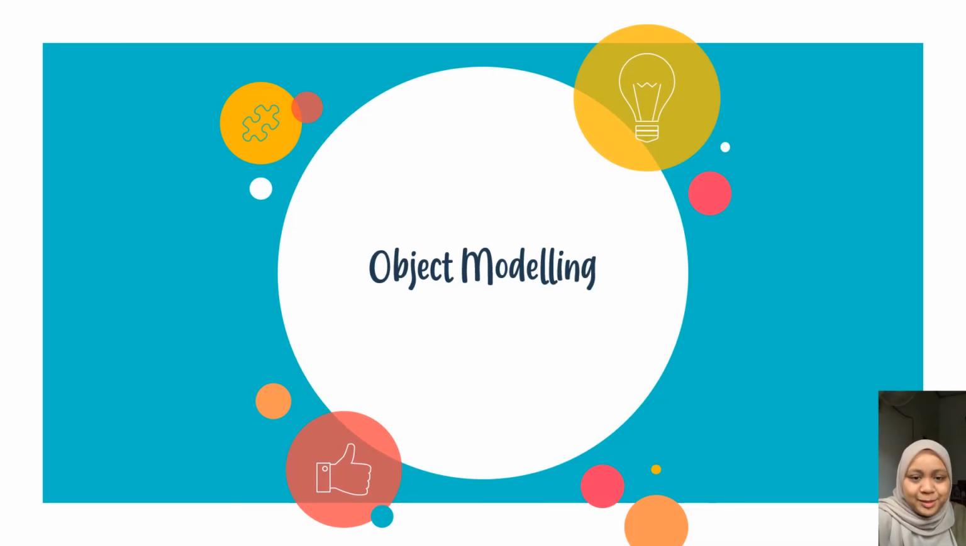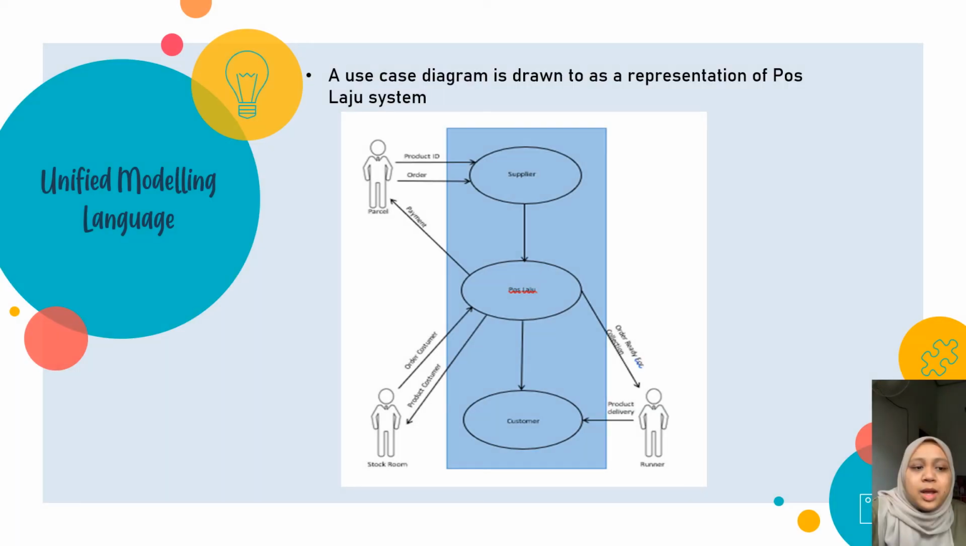Hi and Assalamualaikum, Doctor and my friends. So I will continue with object modeling. We use Unified Modeling Language for this object modeling. This diagram represents the Pos Laju system. First, the supplier has to fill in the customer's form and drop off the parcel at the Pos Laju counter. And then the staff at the counter will key in all the customer's data and send the parcel to the storeroom for sorting based on customer state. And then the postman will deliver the parcel to the customer.